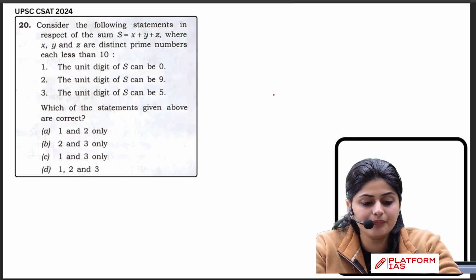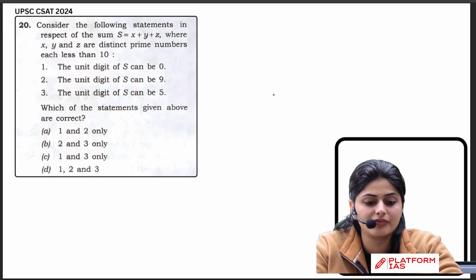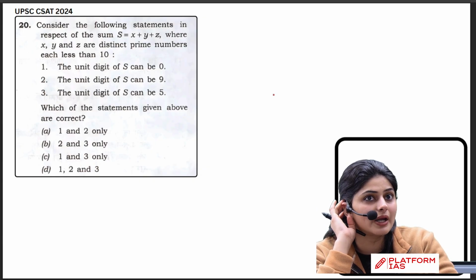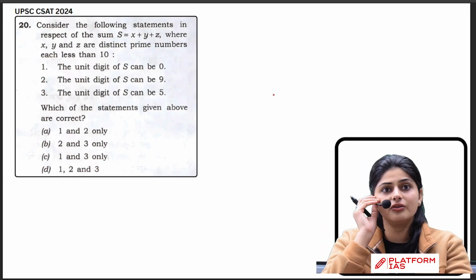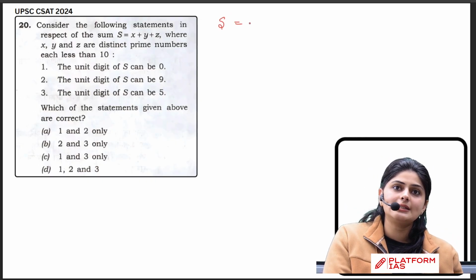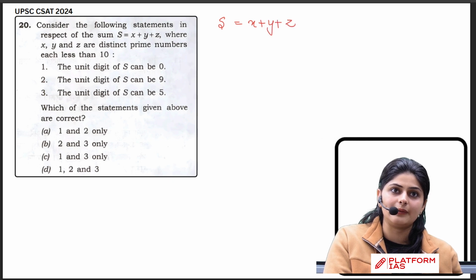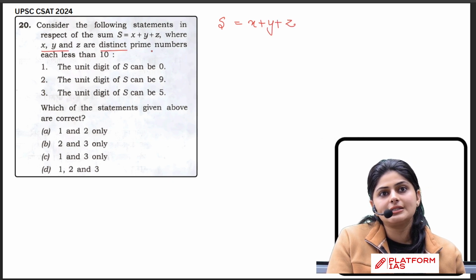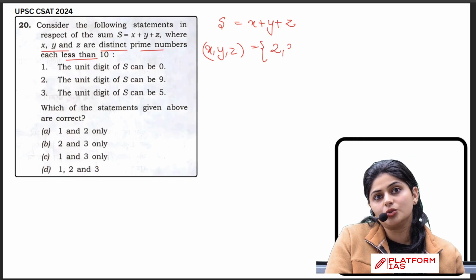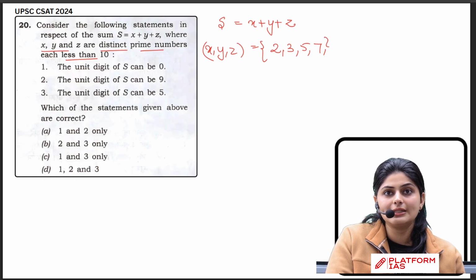Okay, let's read the question. Consider the following statements in respect of the sum s equals x plus y plus z, where x, y, z are distinct prime numbers, each less than 10. And 3 statements have been given. We have to find out which is correct. First of all, we will write s is equal to x plus y plus z. Now the question says x, y, z are distinct prime numbers less than 10. So x, y and z can be either 2, 3, 5, or 7. Can they be 11? No, because they are less than 10. So only till 7 they can have the value.